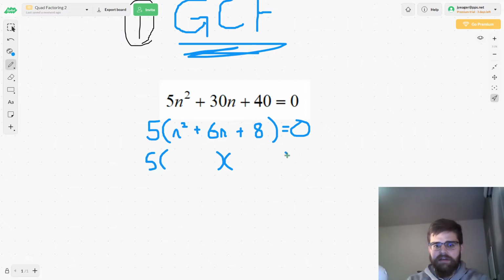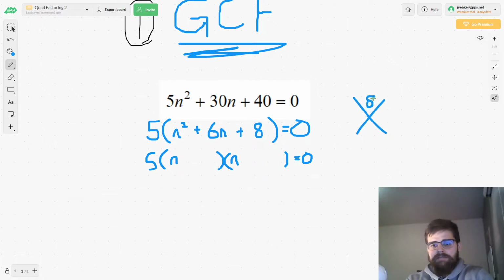So let's break it down. And again, that 5 on the outside, we can just ignore it, stick it out there. We're going to break this other part down. So I've got n and n, and I've got to figure out what's going to multiply to give me 8, and at the same time add up to 6. The same kind of puzzle we've been working with. It looks like 4 and 2 is going to do the job, because 4 times 2 is 8, and 4 plus 2 is 6. So we successfully have this factored, and now we can go ahead and solve.